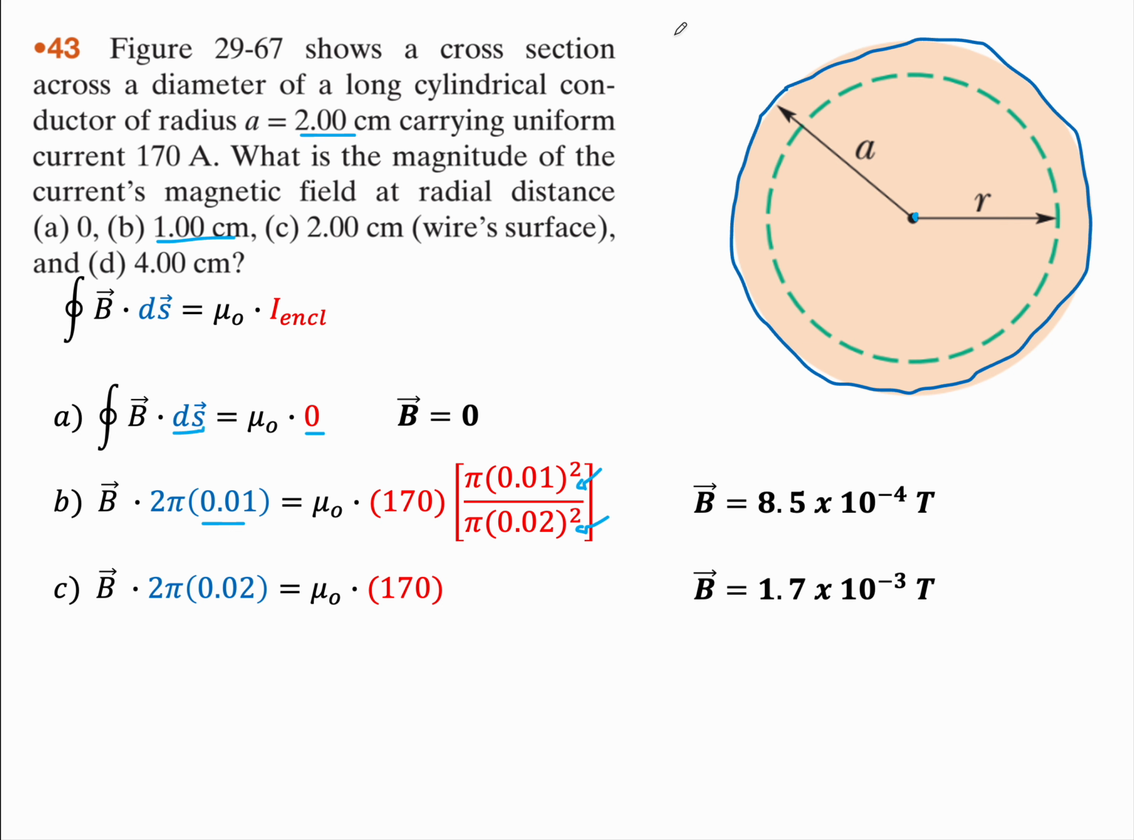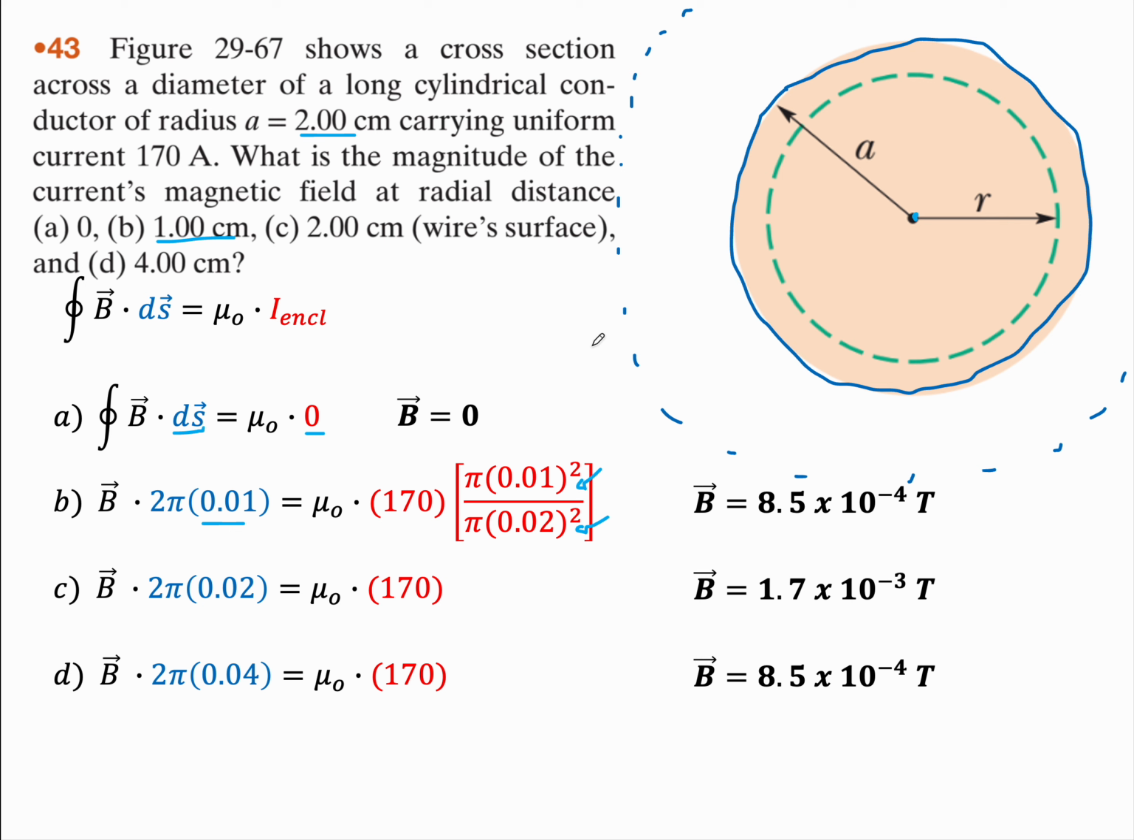Finally, what about at 4 centimeters? So now we're outside of the wire itself. Pretend I can draw my Amperian loop all the way around here. What's going to happen? Well, my Amperian loop still encloses all of the current, so all 170 amps. But my ds is going to be the circumference of this new Amperian loop, which is going to be 2 pi times 0.04 meters. And if you solve this one, it's the exact same answer as B. It drops by a factor of 4 from what we were, or actually in this case, a factor of 2 from what we were there.